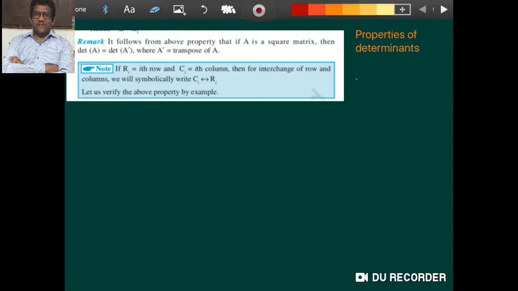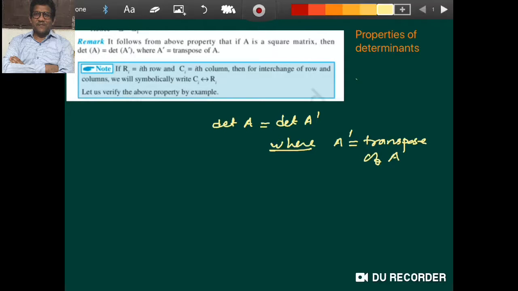Here we know that if A is a square matrix, then determinant A is equal to determinant A dash, where A dash is equal to the transpose of A. Also, if Ri represents the ith row and Ci represents the ith column, then for interchanging of rows and columns, we will symbolically write Ci to Ri.